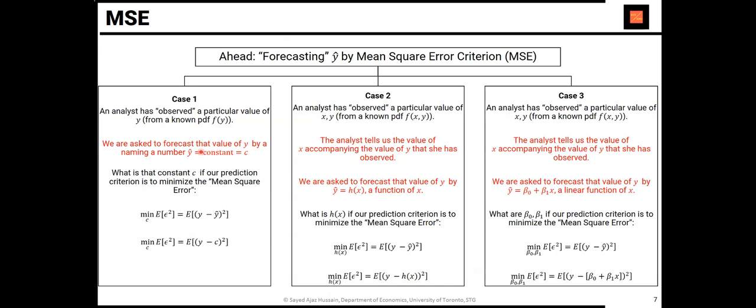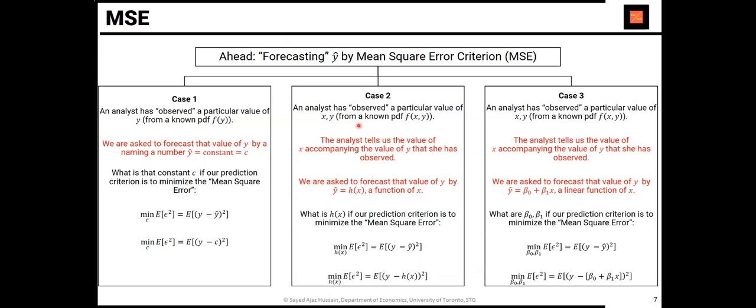And in case number one, we restrict your forecasting rules. She has observed a value of y. You must come up with a forecast which must be a number. It cannot be a function of y. It cannot be a function of y squared. It just must be a number. What's the best number if your criterion is to choose that number to minimize the mean squared error? Because you're working with probability models, you would say you want to minimize the expected value of the error squared, which is exactly what you see over here.